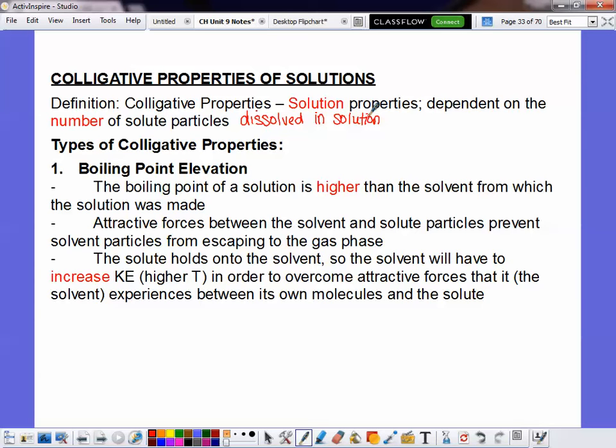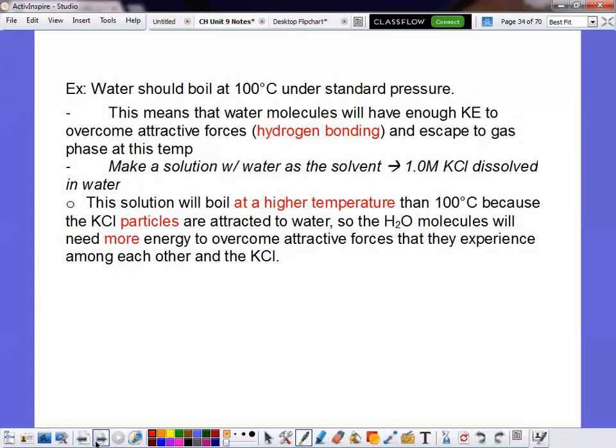Is everyone done writing these words? Okay, let me give you an example. Water should boil at 100 degrees Celsius under standard pressure. Say you're ready to make some pasta. Okay, right? We did talk about this last class a little bit. You're ready to make some pasta, and you add some salt to the water, right?